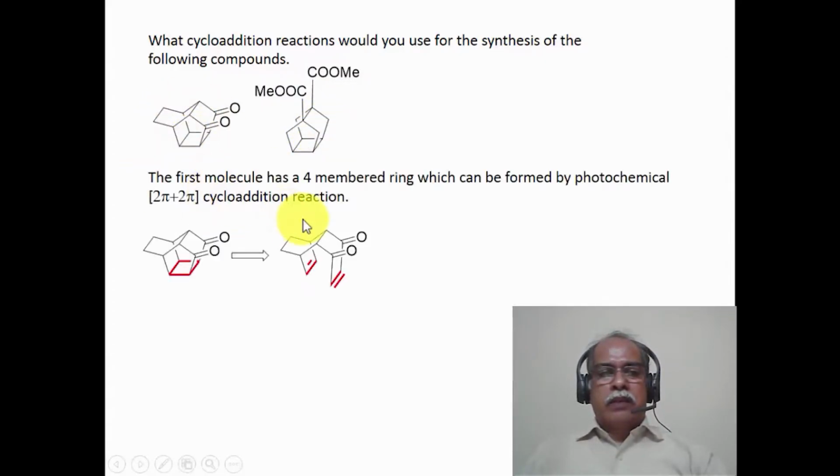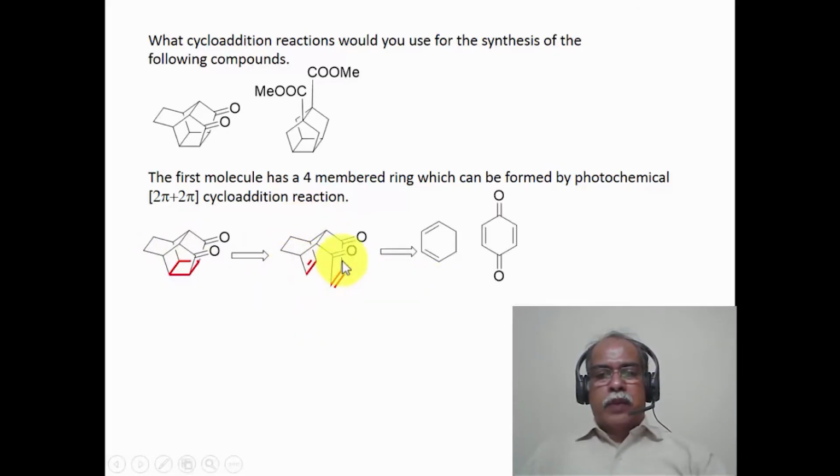Let us start with. The first molecule has a 4-membered ring, which can be formed by a photochemical 2+2 cycloaddition reaction. The 4-membered ring is shown very clearly in the red color, and the proposed 2+2 cycloaddition reaction is shown here. In other words, this molecule, when it undergoes a 2+2 cycloaddition reaction, would give this molecule. This is a retrosynthetic arrow. We are doing a retrosynthetic analysis by putting the double bond here. In fact, the reverse reaction is what one would perform to do the 2+2 cycloaddition reaction.